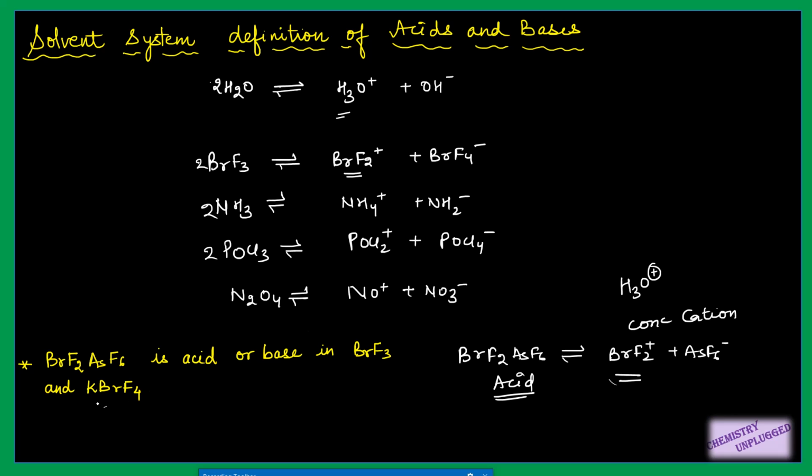We have another example here. KBrF4 is an acid or base in BrF3. So we will do its dissociation first. What will it generate? It will generate K+ and BrF4-. So it is increasing the amount of anion, which means it is comparable with OH-, so it will act as a base, right?